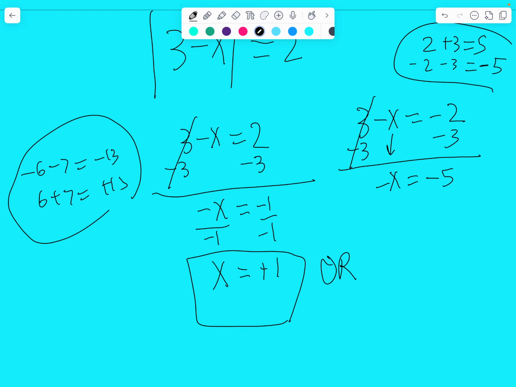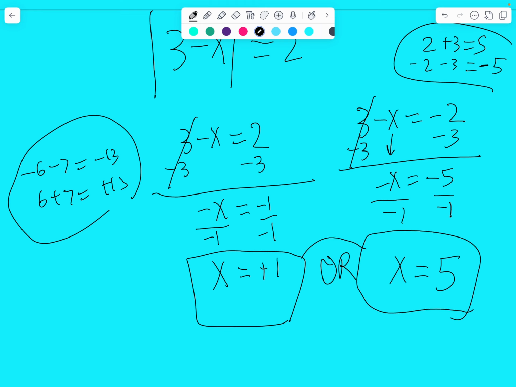All right. Now, I want to know what x is equal to, not negative x, right? So I'm going to divide both sides by negative 1. And I have x is equal to 5. All right? So those are the answers for that. And that's how you solve absolute value equations. Remember, absolute values always splits into two equations, and that's the key to solving them every time.